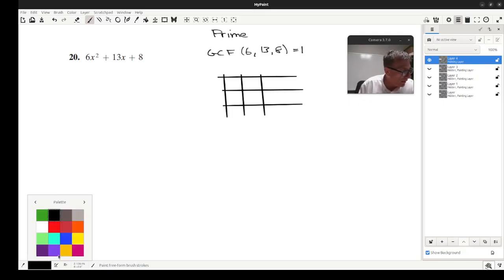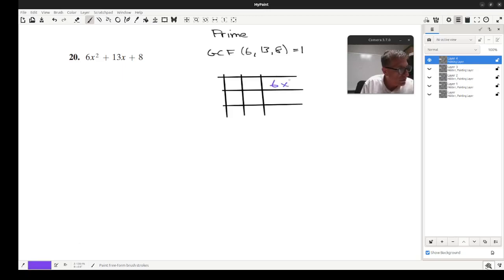So going over here, this is going to be 6x squared. Then we're going to jump down and get the constant term and then get the middle term. So the first thing I'm going to try is 6x and x. And I'm just going to keep that in that order. Here I can do 8 and 1. 6x times 8 is going to give us a number that when I add it to x, there's no way it's going to be 13x. But I have to try this order.